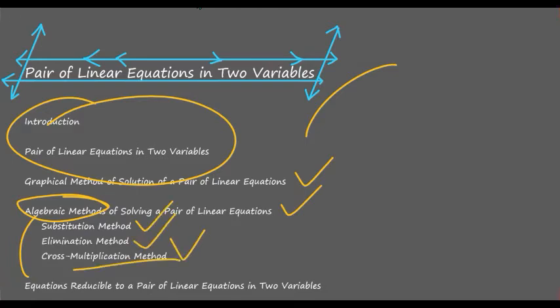And the last part, which is equations that are reducible to a pair of linear equations in two variables. Now these equations on the first look don't look like a linear equation. They are non-linear in the first place, but they can be reduced to a linear equation, and some are not even polynomials. We know how to solve polynomials, and you will find some equations which are not even polynomials, but we will be able to reduce them into linear equations and then solve them.